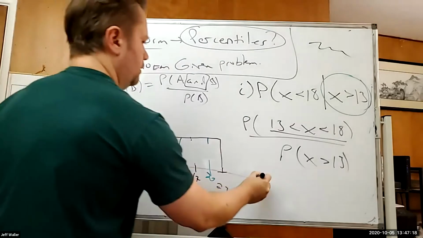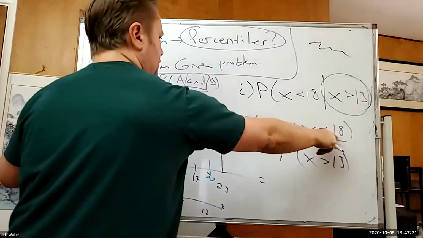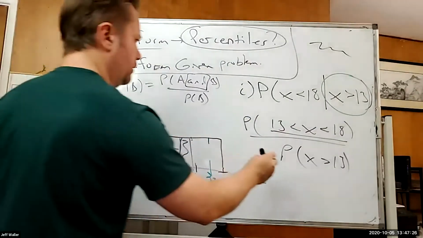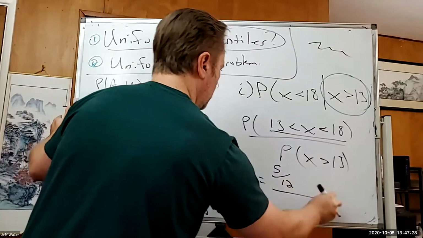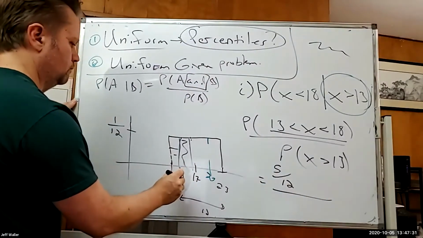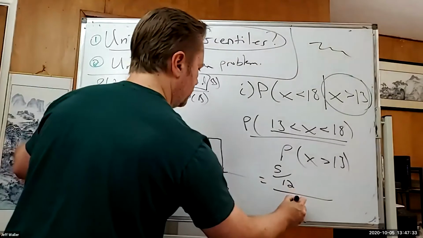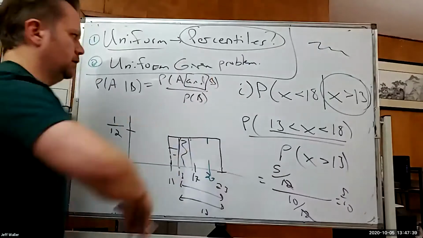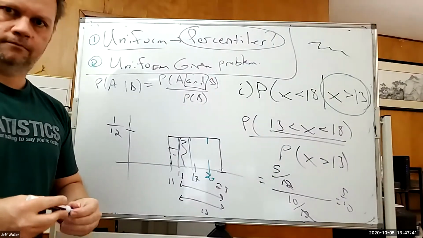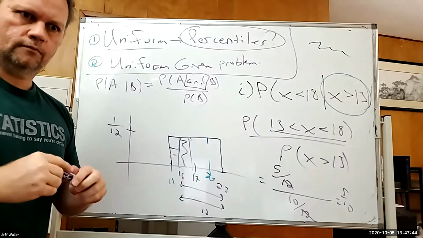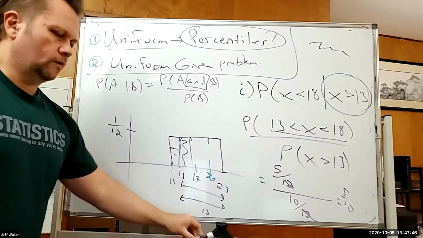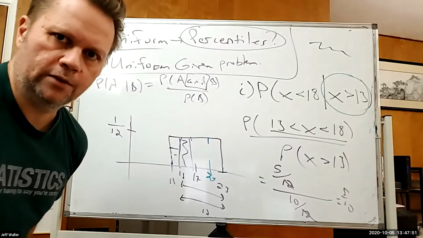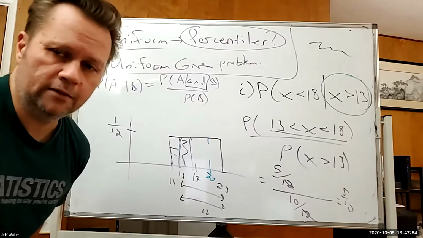Let's verify. 13 to 18 would be 5 times 1/12. And greater than 13 would be 10 times 1/12. The 12s cancel, you get 5 tenths, so you get 50%, just like we did earlier. So you can do it either way. I like just redrawing the picture. It makes more sense to me, but that's just me.